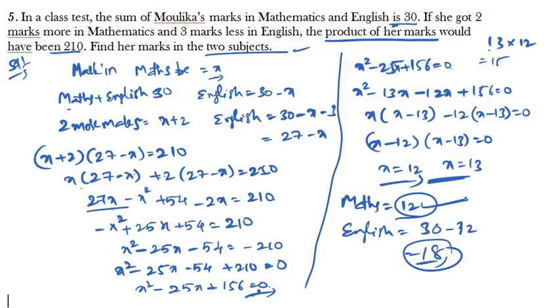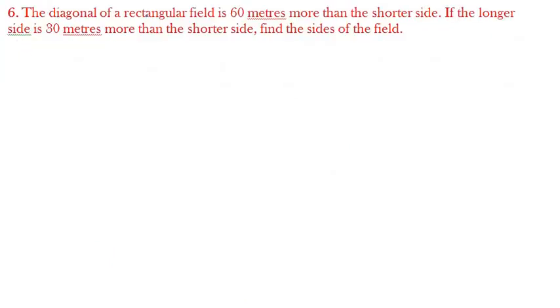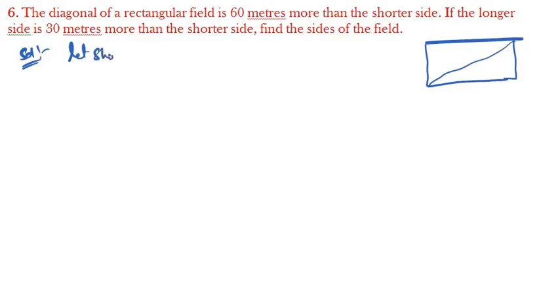So this is the solution for the fifth problem, and we move to the sixth problem. Here the sixth one: the diagonal of the rectangular field. The rectangular field is like this, and this is a diagonal. It is 60 meters more than the shorter side. So let the shorter side be equal to X.